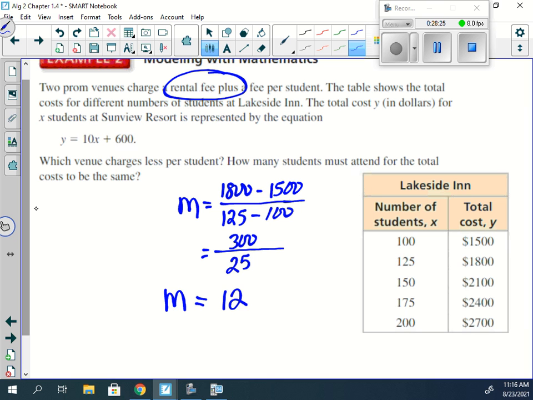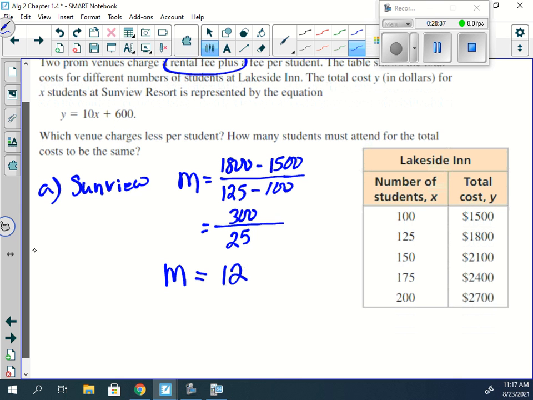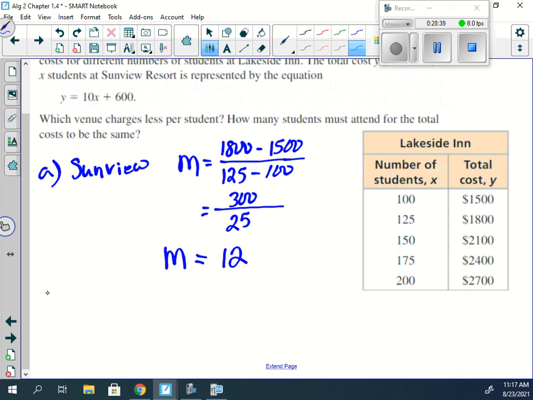So how much does Lakeside charge per student? So which venue charges less per student? Sunview. Okay. So that deals with the first part.